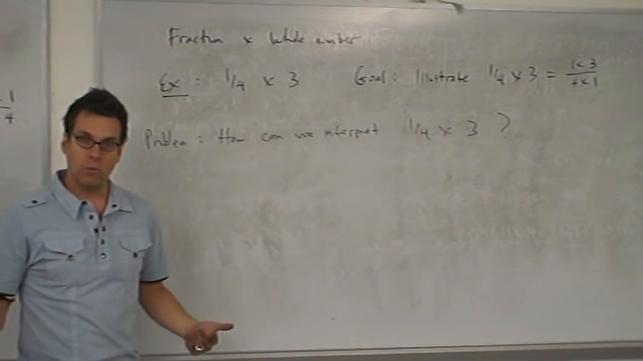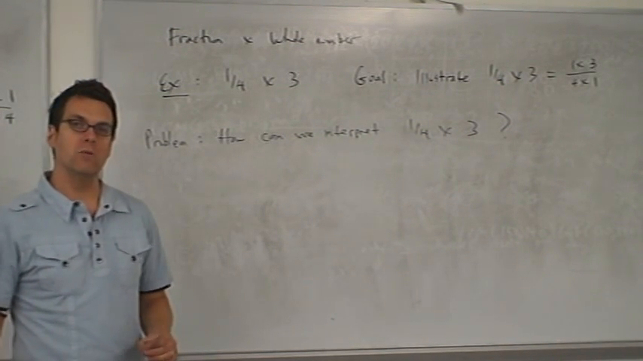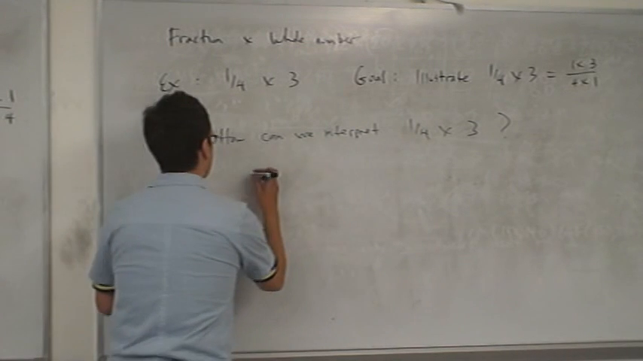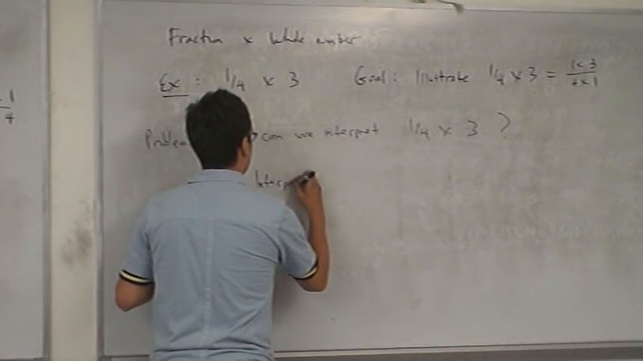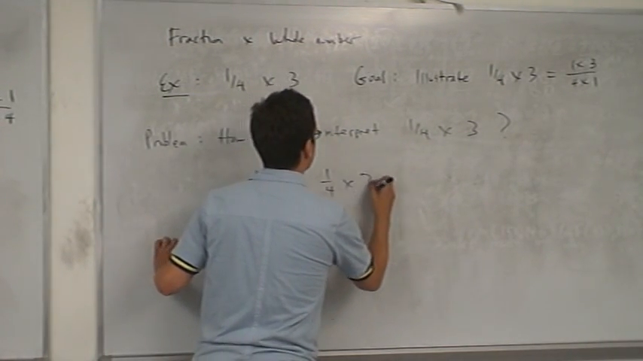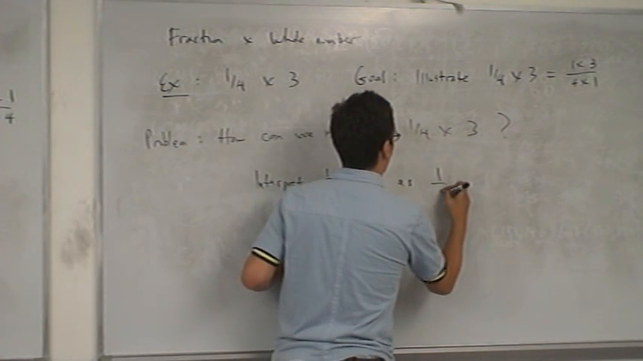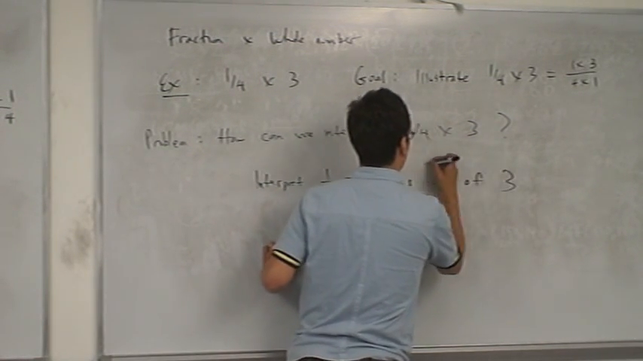So the new interpretation we come up with is a familiar one. We're just going to use the word "of." So we are going to interpret 1/4 times 3 as 1/4 of 3.